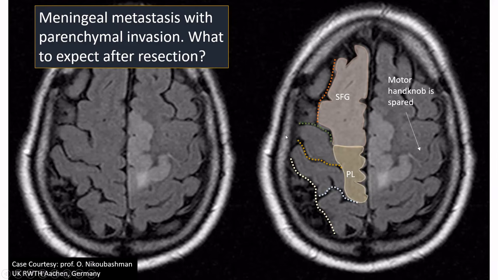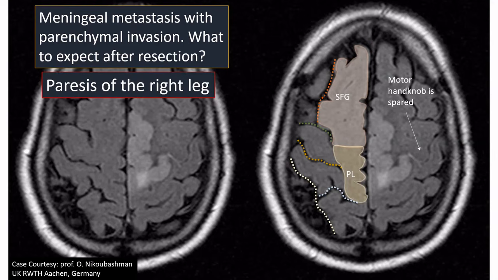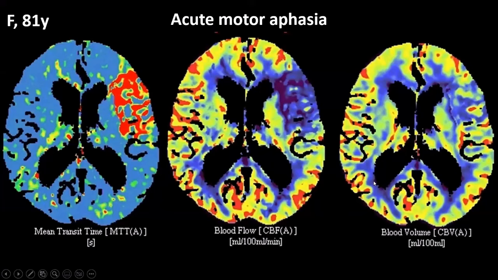It's also partially located in the postcentral gyrus, if we compare to the other side, but the motor hand is not affected. So to answer the question of the neurosurgeon, what do we expect after a surgical resection? We expect basically a paresis of the right leg, because this is the motor or the sensory motor area of the right leg.